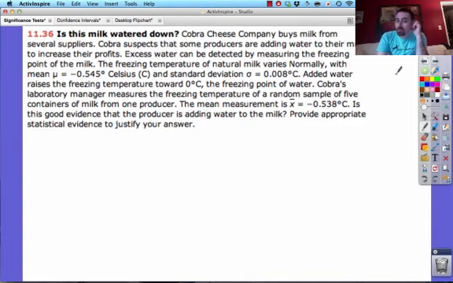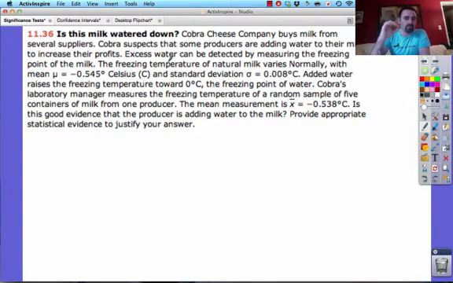Okay, so let's look at one more problem, and then we'll break this down next time. The Cobra Cheese Company buys milk. Again, we have this excess water that can be detected. Sometimes you're going to add water to milk to water it down so you get more bang for your buck. What's happening here is we want to find out, did the suppliers water down the milk that the Cobra Company bought? We can detect it by freezing the milk.